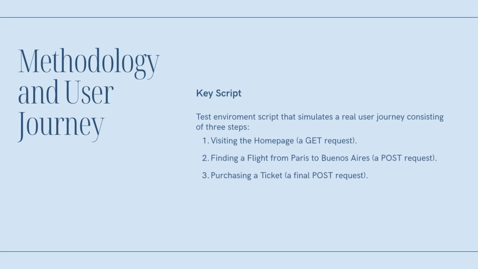So, method and user journey. The key script that we use for the test environment is the first one: we go to the home page, a GET request; finding a flight from Paris to Buenos Aires, a POST request; and then purchasing a ticket, a final POST request.